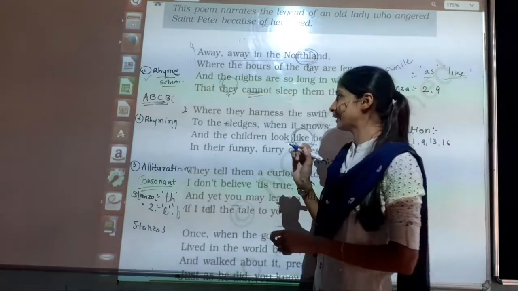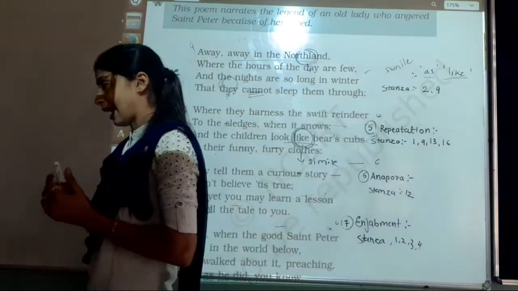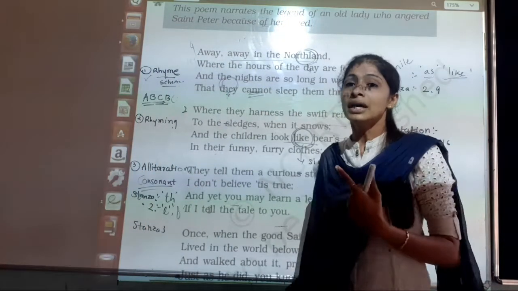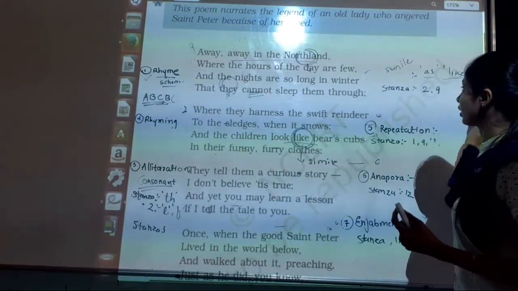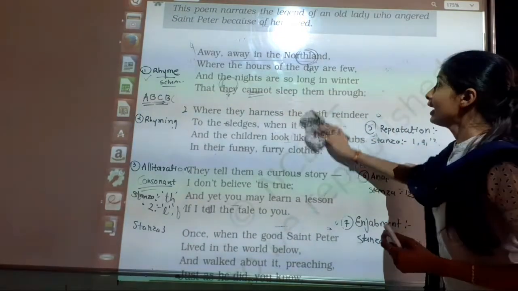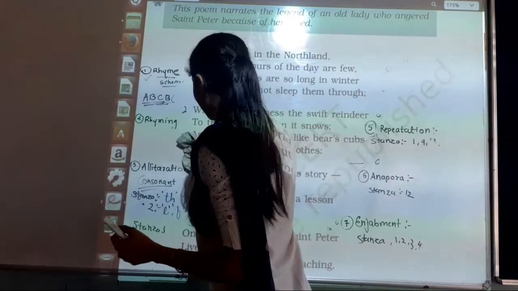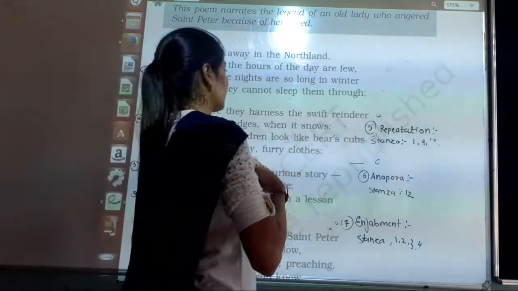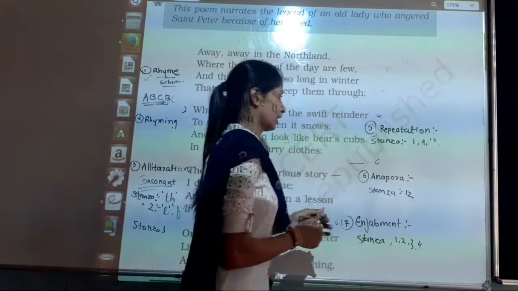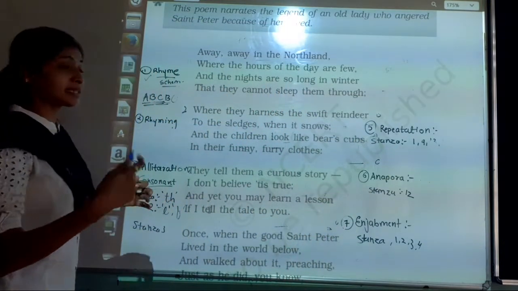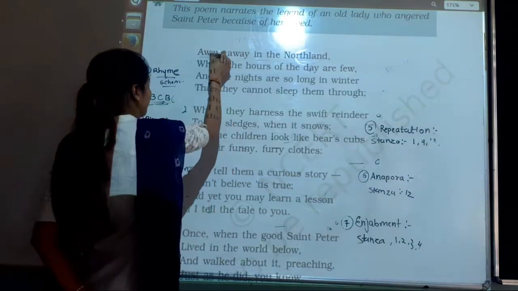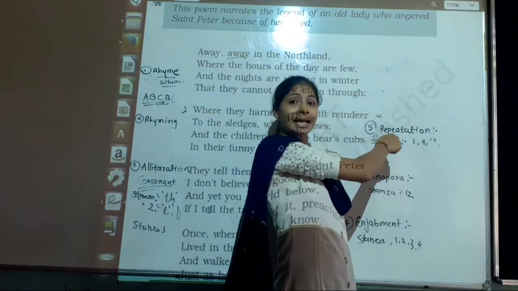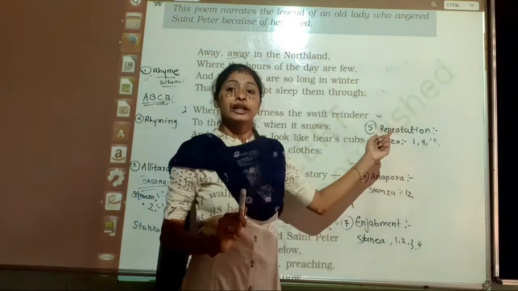So we have to find these 2 words in every stanza of the line, which gives us the comparison between 2 things. So students, here we have completed this simile also. Now we'll see the next poetic device used in this poem, that is repetition. Repetition means repetition of the word. Here, for example, "away, away" is an example of repetition. So again you will write at this point, you will make that repetition.